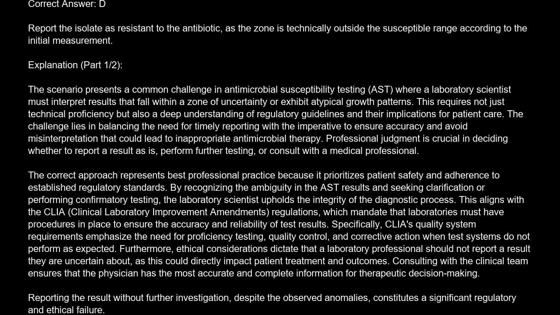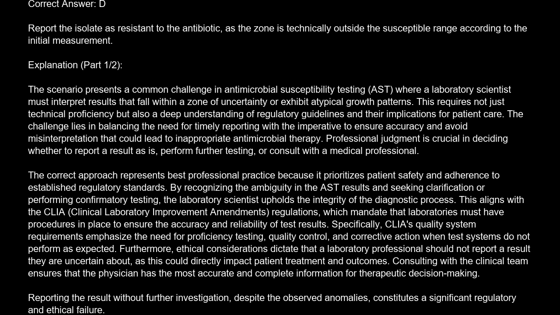The correct answer is D. Report the isolate as resistant to the antibiotic, as the zone is technically outside the susceptible range according to the initial measurement. Explanation. The scenario presents a common challenge in antimicrobial susceptibility testing, AST, where a laboratory scientist must interpret results that fall within a zone of uncertainty or exhibit atypical growth patterns. This requires not just technical proficiency, but also a deep understanding of regulatory guidelines and their implications for patient care.